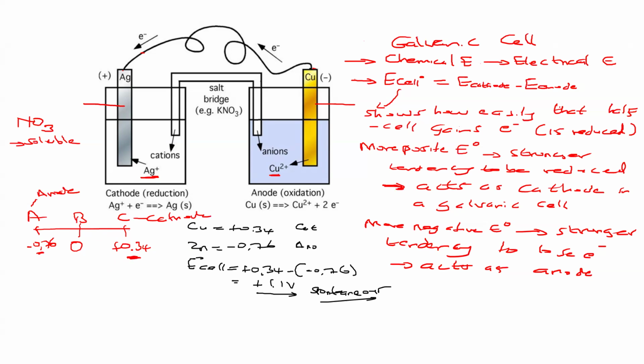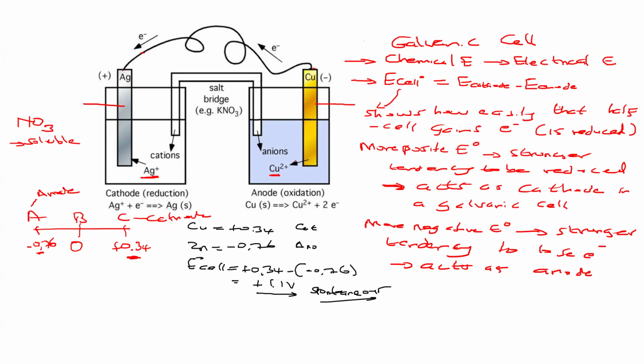But just know that in a galvanic cell, the more negative we have, it acts as the anode. It has got the tendency to lose. All right, it has got the tendency to lose. So I hope it makes sense.